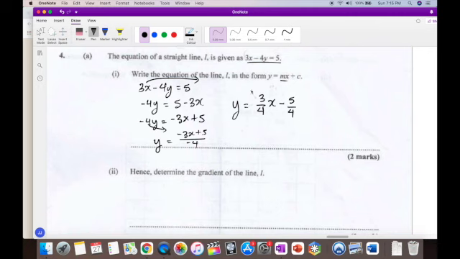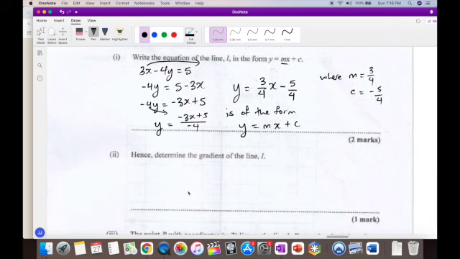And so this here, and we will be gentlemen about it, we will put it is of the form y equals mx plus c, where m equals 3 over 4 and c equals negative 5 over 4. Hence, determine the gradient of the line. Well, 1 mark, we already said m is equal to 3 over 4. The gradient m.